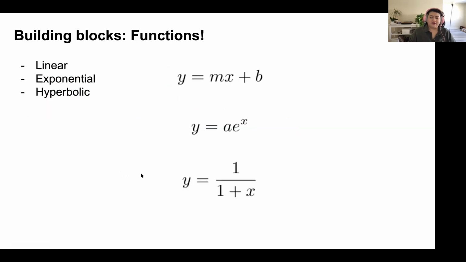Okay, so let's just talk a little bit about functions. There are 3 different functions that I want us to refamiliarize ourselves with. The first being a linear function, which you may or may not remember as y equals mx plus b, where m is the slope and b represents the y-intercept.